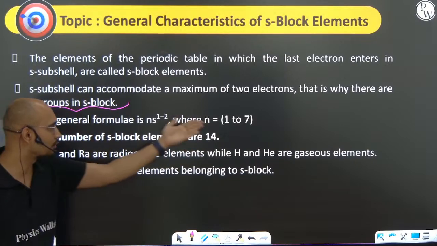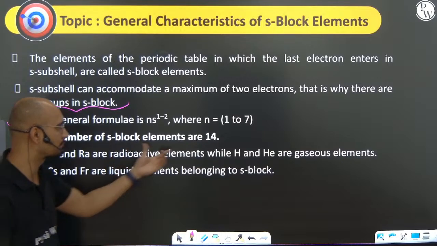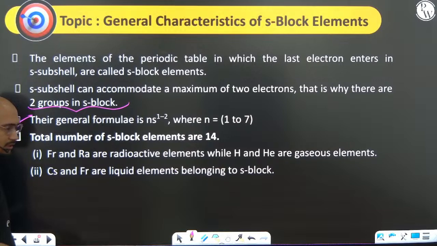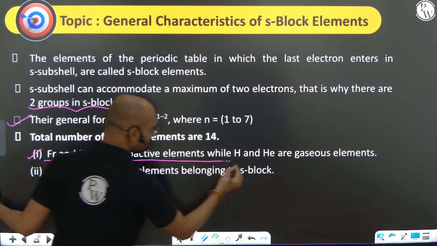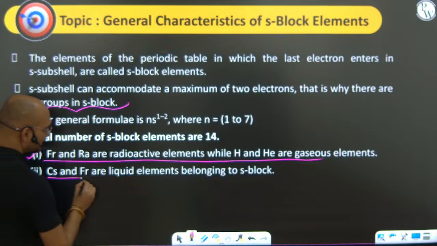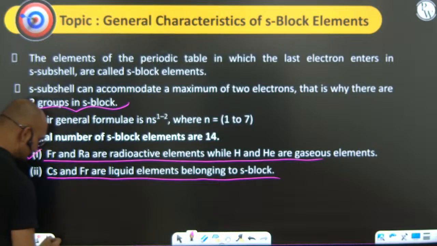Now n belongs to 1 to 7 here. Remember this. Next, the total number of S block elements is 14: 7 in the lithium family and 7 in the beryllium family. Francium and radium are radioactive elements, while hydrogen and helium are gaseous elements. Keep this in mind. Cesium and francium are liquid elements that belong to the S block. Please keep this in mind.